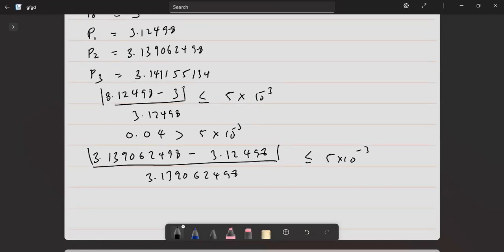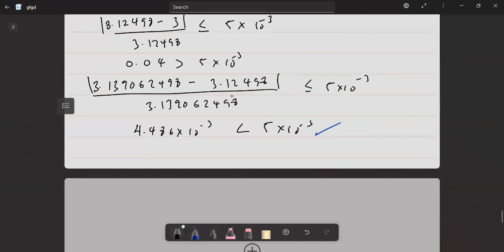So 3.139062498 minus 3.12498 divided by 3.139062498. Okay, so this is about 4.486 times 10 to the power negative 3. And indeed, this is less than 5 times 10 to the power negative 3, right? So this condition is met, so we can stop doing iteration.